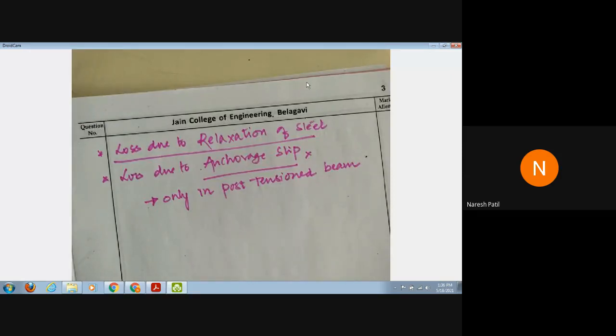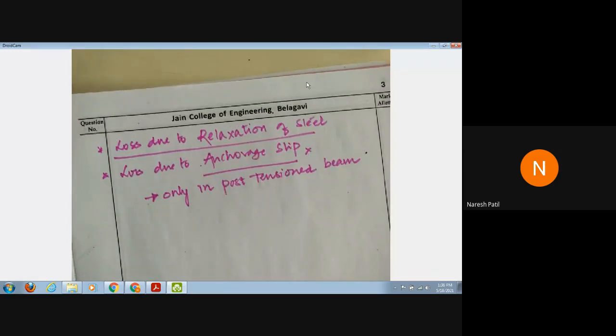So in this case, how will the loss occur? Anchorage slip means what will happen? There will be slip in the grip of the wedge. Okay, now look at how we fix it, I have already told you. How the cable will be fixed.